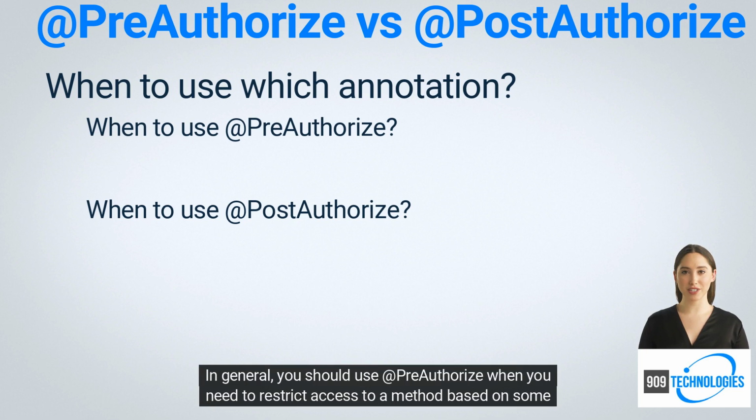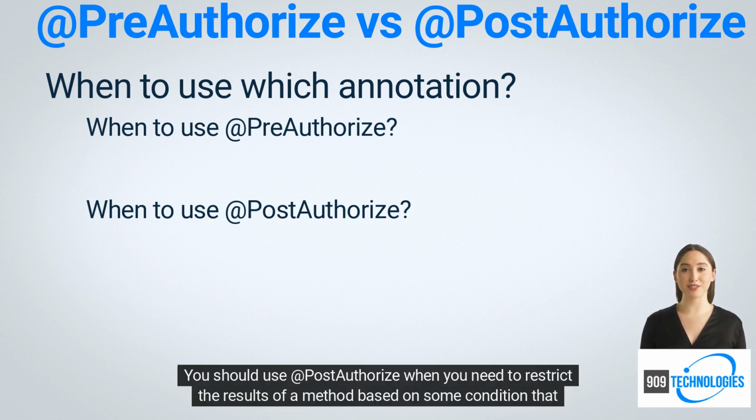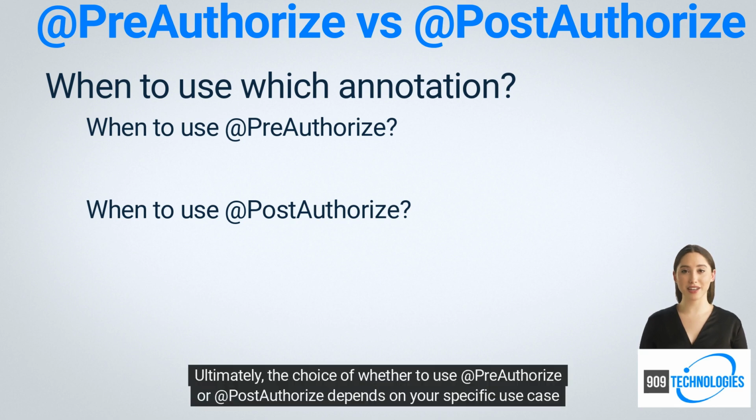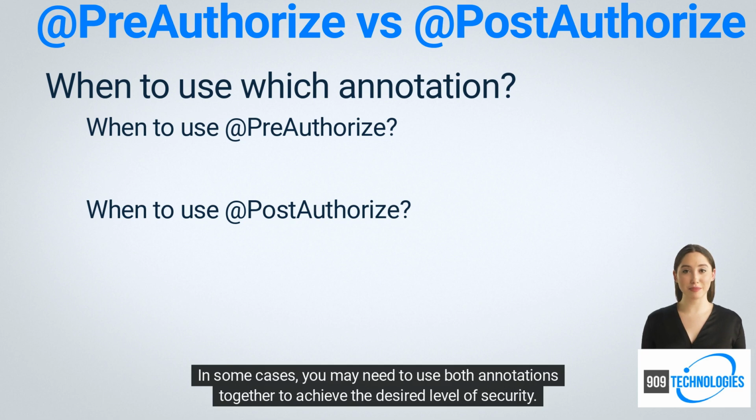In general, you should use pre-authorize when you need to restrict access to a method based on some condition that is known in advance, such as user roles or permissions. You should use post-authorize when you need to restrict the results of a method based on some condition that can only be evaluated after the method has been executed, such as checking the values of returned objects. Ultimately, the choice of whether to use pre-authorize or post-authorize depends on your specific use case and the requirements of your application. In some cases, you may need to use both annotations together to achieve the desired level of security.